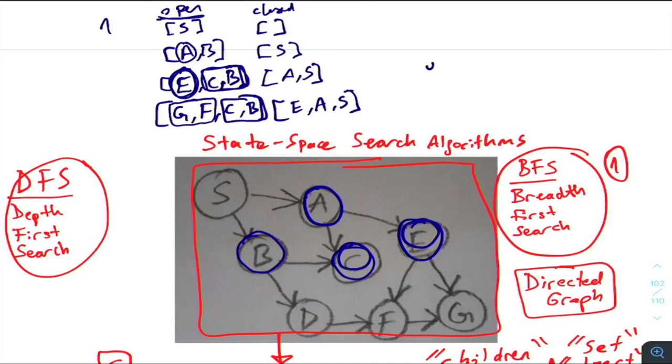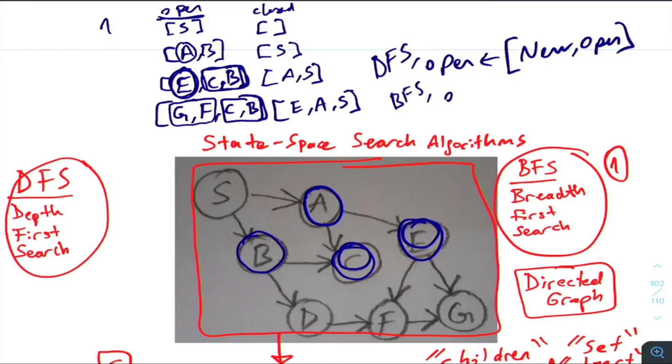Because we are doing open, new, open, right? We are prioritizing the newly generated nodes. This is DFS. If you change the order, this is BFS. This is the only difference, by the way. Let's pick again the first one, and don't you know it is the G, it is the goal state. So okay, that's all.